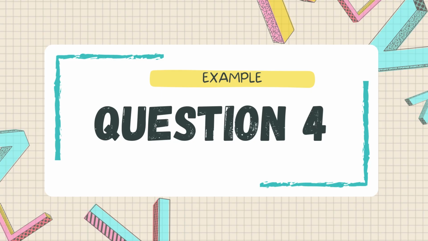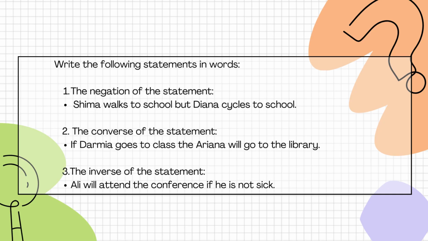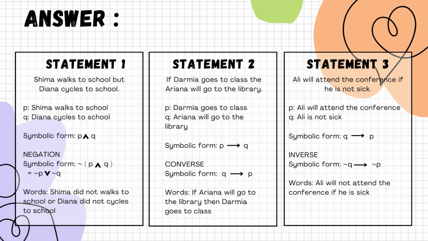Okay, question 4 asks us to write the statement in words. There are 3 statements that we have to answer. First is negation of statement 1, second is converse of statement 2, and last is inverse of statement 3. So let's do it together. First of all, we take out the variables P and Q from the statement so that we can write a symbolic form easily. The symbolic form of this statement is P and Q.